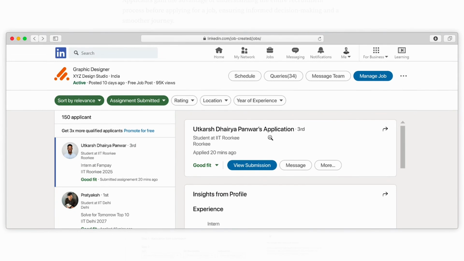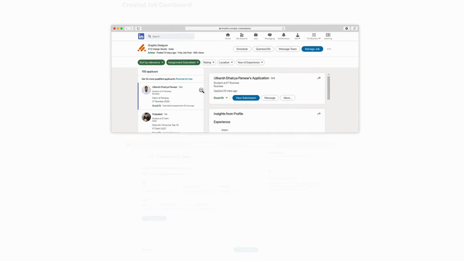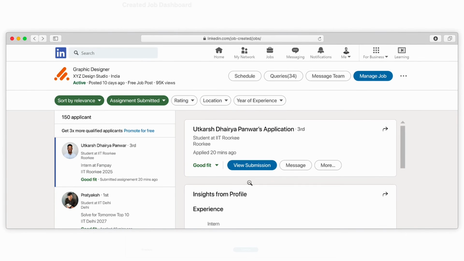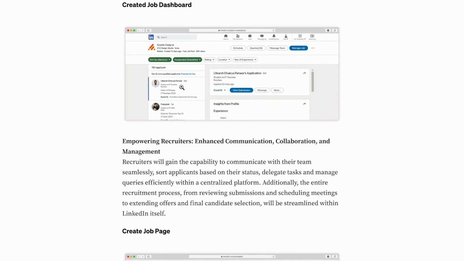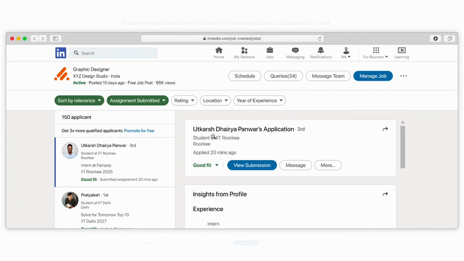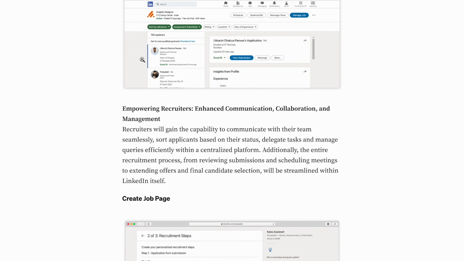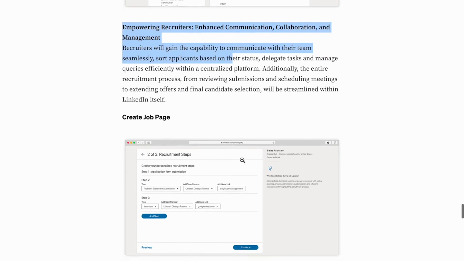Now moving on to the recruiter, right? Now when you look at the recruiter's dashboard, there are so many things over here. So many buttons. I don't know what to focus my eye on, and also honestly, I don't know what to do, right? But let's read. Recruiters will gain the capability to communicate with their team seamlessly. How? How am I communicating with people over here? I don't know. Sort applicants based on their status. That is fine. That's just sorting and filtering. Delegate tasks and manage queries within. How am I delegating tasks, right? Where do I delegate tasks? I don't see that over here. How do I delegate? Okay, and what sort of tasks? All right. So all of this again is completely broken.